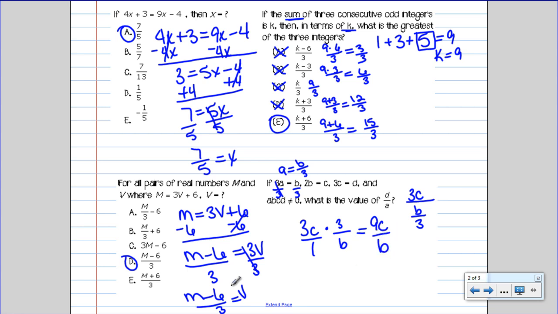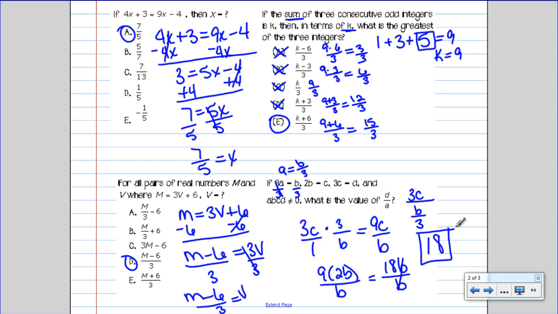I still don't know what d divided by a is. I don't have a value, but I do know that up here, c is equal to 2b. So up here in this problem, I can now replace that c with a 2b. So I have 9 times 2b divided by b. And the reason why this is important is because now I have all these b's and I'm going to be able to cancel. This makes 18b divided by b. Well, the b's will cancel out, and so the value of d divided by a is 18.